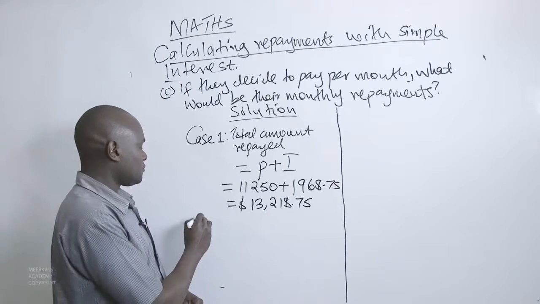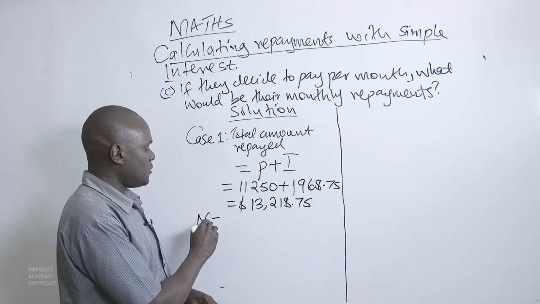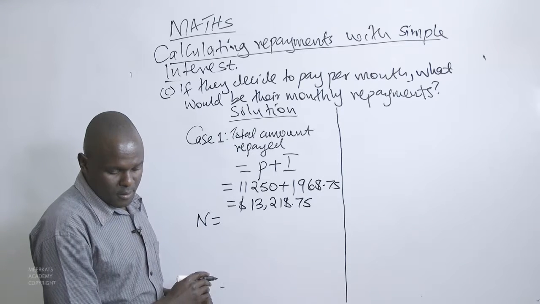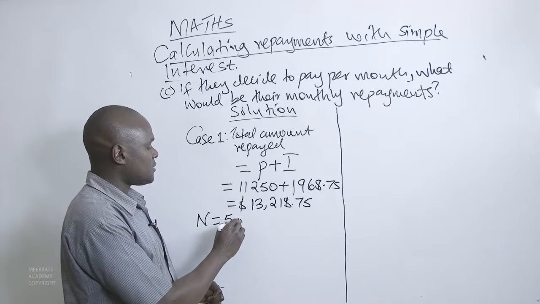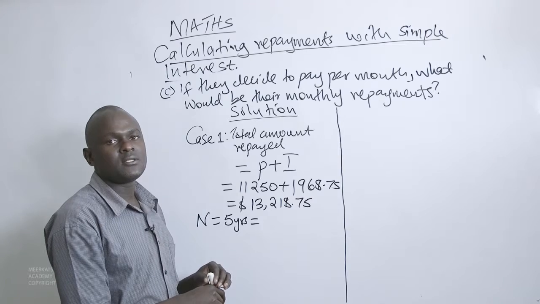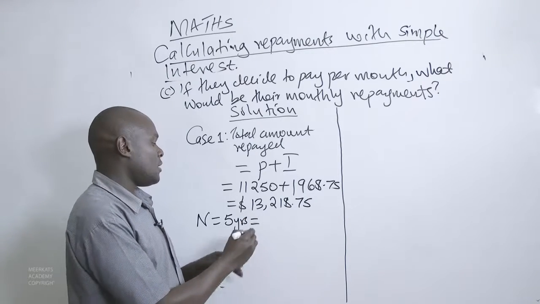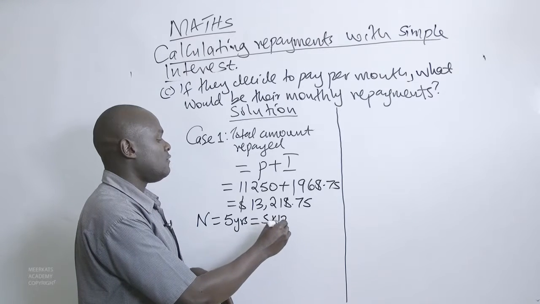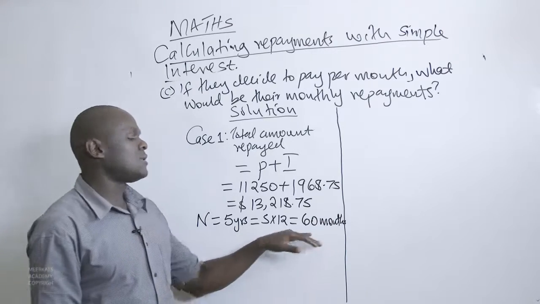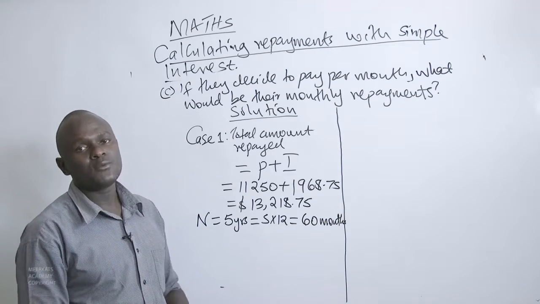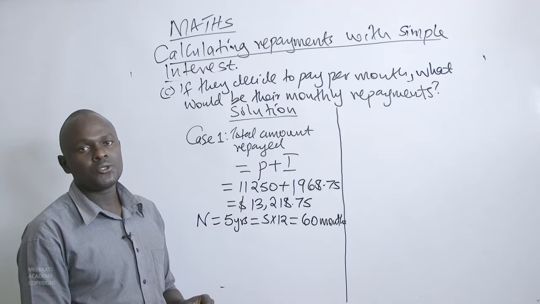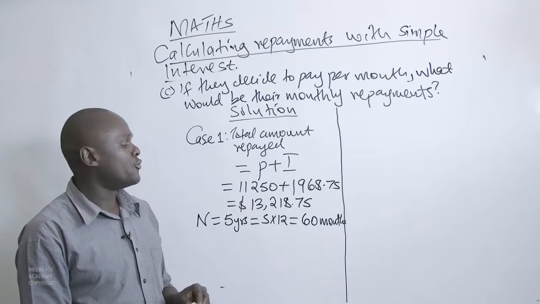The duration, the period, in the first case, the period was 5 years. We need to convert this into the equivalent number of months through which the repayments will be made, and this will be the same as 5 multiplied by 12, giving us 60 months. Now, these 60 months are equivalent to the number of repayments that will be made. So we want to know how much will be each repayment.